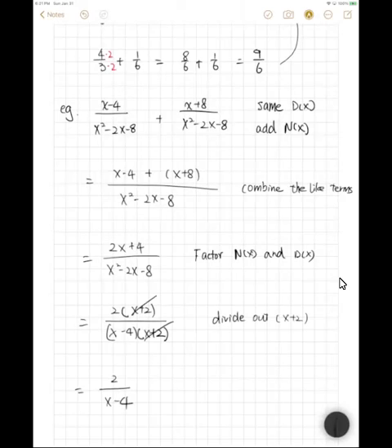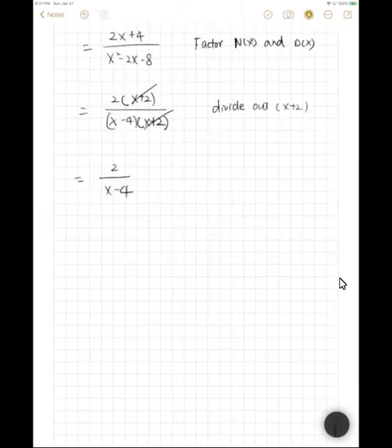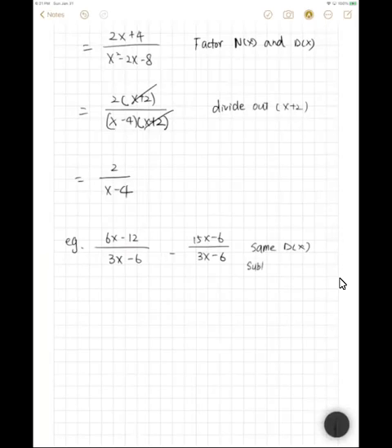So subtraction follows the same pattern, but we need to be careful about the sign problem. For example, we have 6x minus 12 over 3x minus 6, subtract 15x minus 6 over 3x minus 6. Since they have the same denominator, we just need to subtract the numerators. So we have 6x minus 12 subtract 15x minus 6 over 3x minus 6.